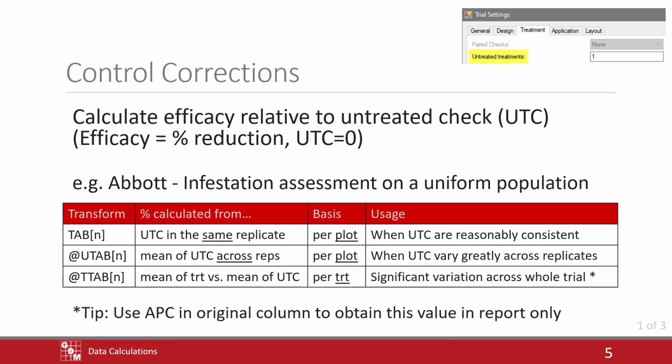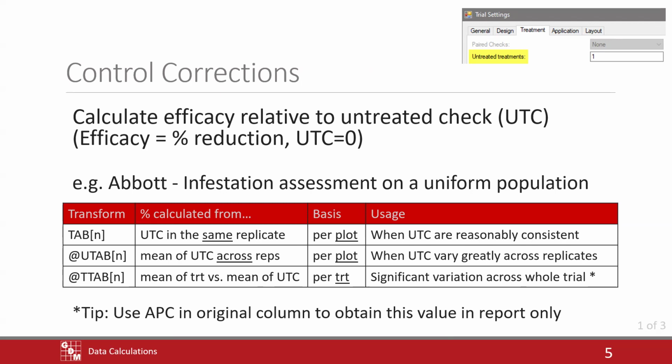The Abbott's calculation is really what we're looking for. Originally, the tagline for the Abbott's calculation was an infestation assessment on a uniform population, but it is just this efficacy. It's a percent reduction, so it's used in a lot of different cases. The trick here, and why we try to really go over this, is that there are a few different variations on this idea of how you calculate this efficacy, stemming from which components you want to compare.